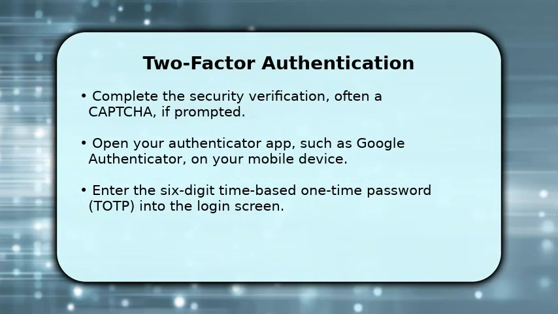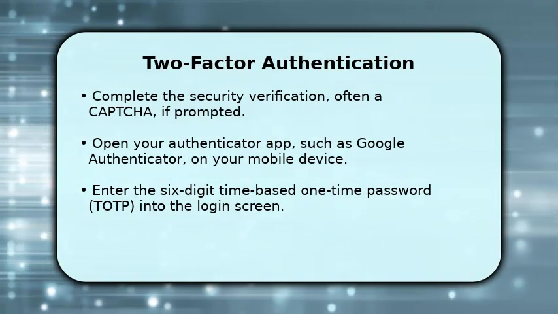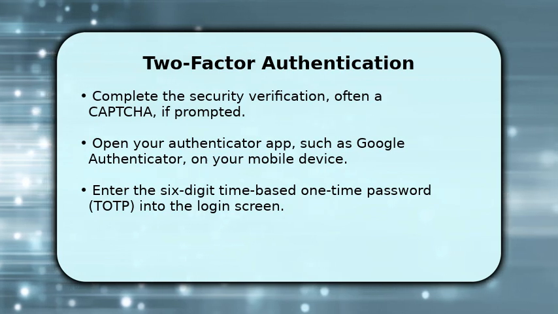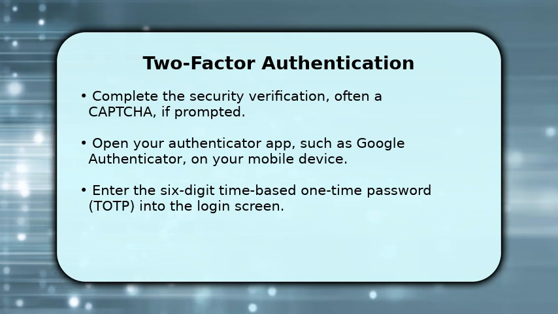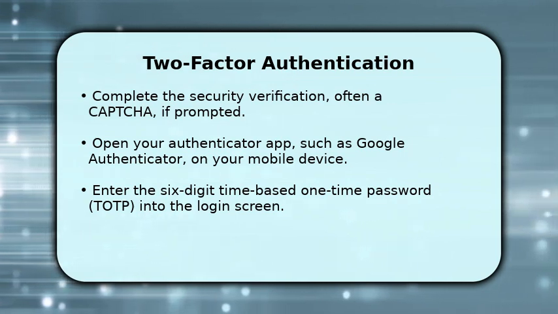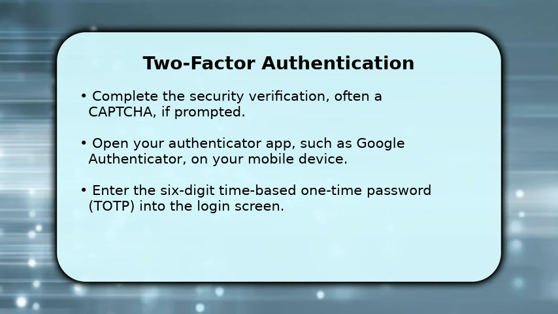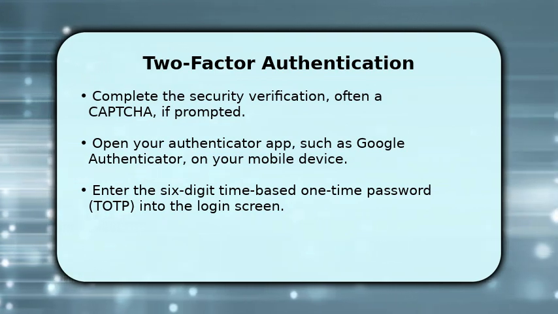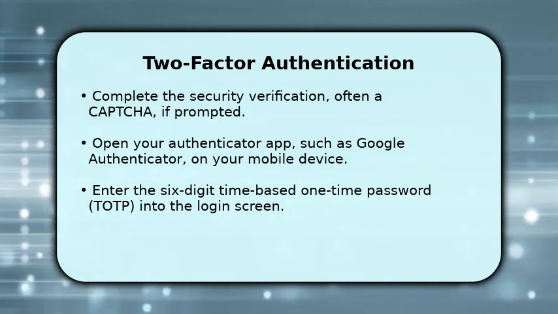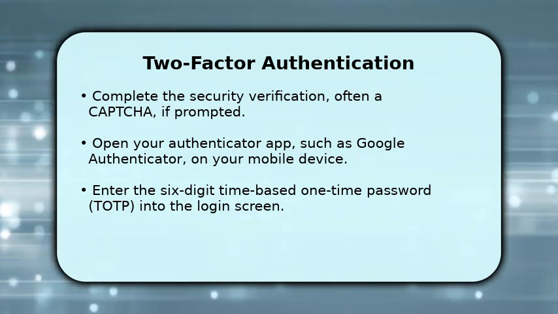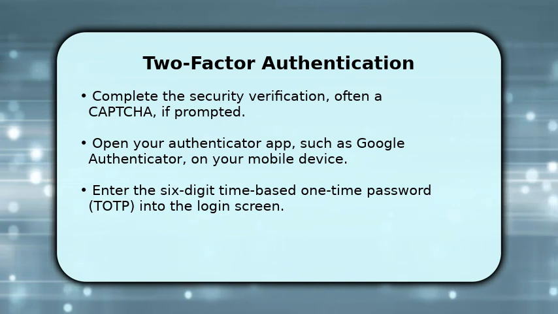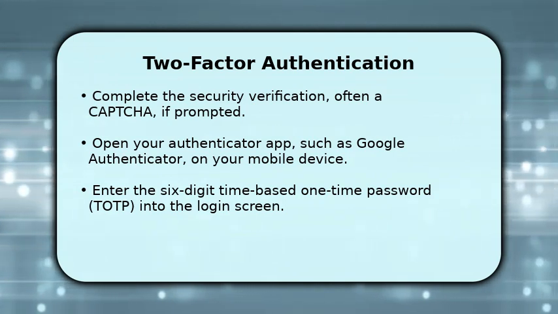After entering your credentials, you might encounter a security verification like a CAPTCHA. Complete it to proceed. The next crucial step involves two-factor authentication, or 2FA. Open your chosen authenticator app on your mobile phone, like Google Authenticator or Authy. You will see a 6-digit, time-based one-time password, or TOTP. Carefully enter this code into the corresponding field on your computer screen within 30 seconds.